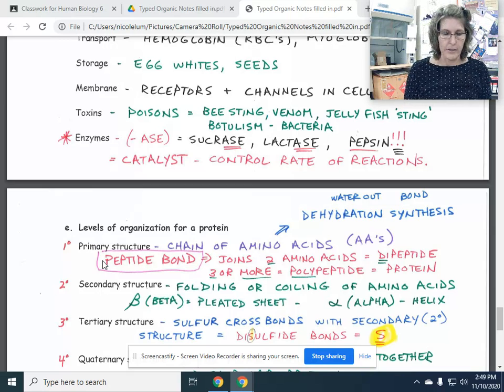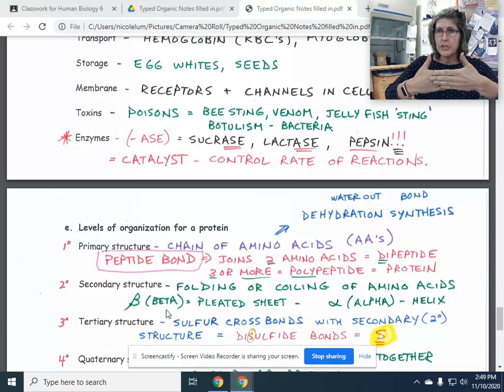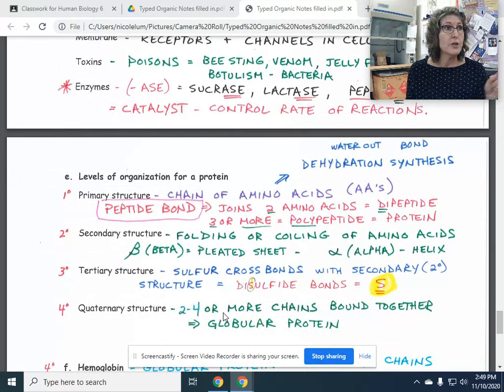That would be your alpha helix. Tertiary structure. Now we're still sitting there within those seats, within that beta pleated sheet or that alpha helix, and we're going to start creating sulfur cross bonds with our secondary structure. So as you're all there within your seats, I say, okay, you're still holding hands, you're still lined up in your seats. Take a foot and touch someone behind you, next to you, in front of you.